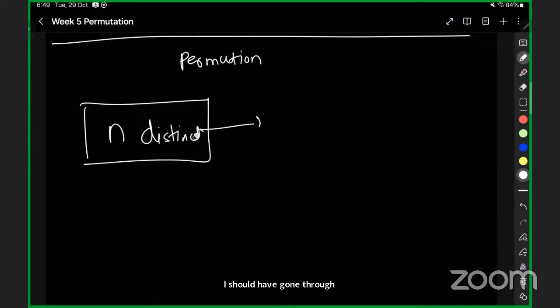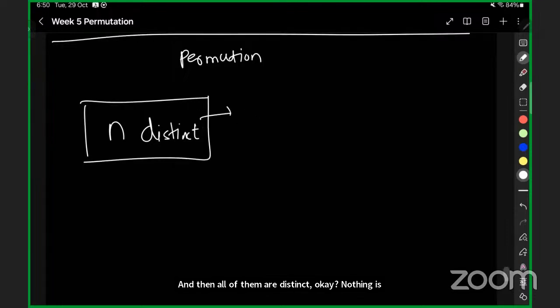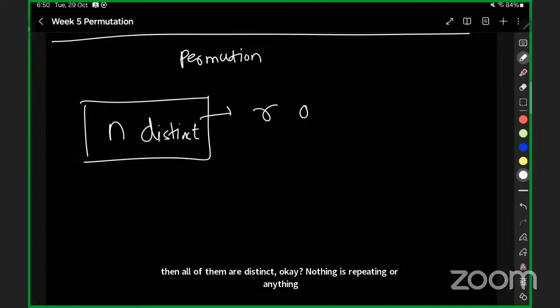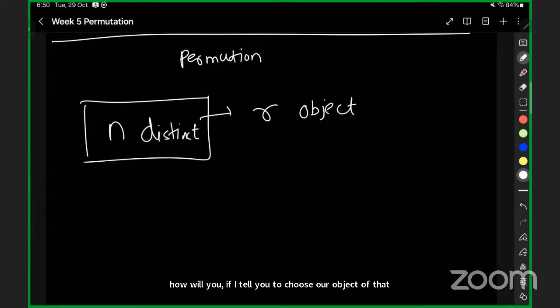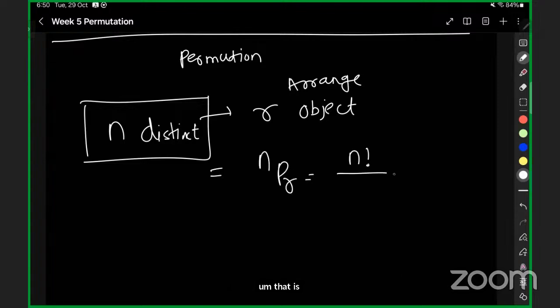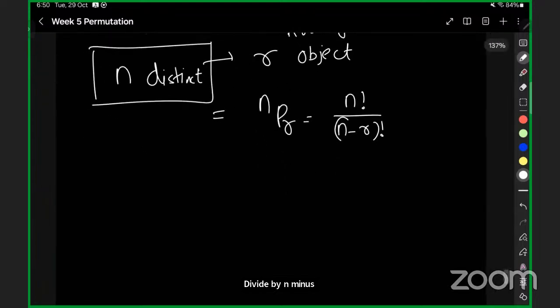So first see, we have, let's say, n objects, and all of them are distinct. Nothing is repeating or anything. So how will you, if I tell you to choose, let's say, R objects of that, not choose, arrange R objects of that. You have n distinct objects and you have to arrange R objects. How will you do that is NPR, right? So n factorial divided by n minus R factorial. Okay, I think I need to prove.